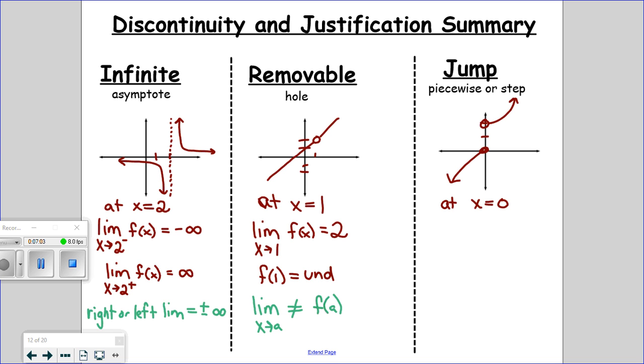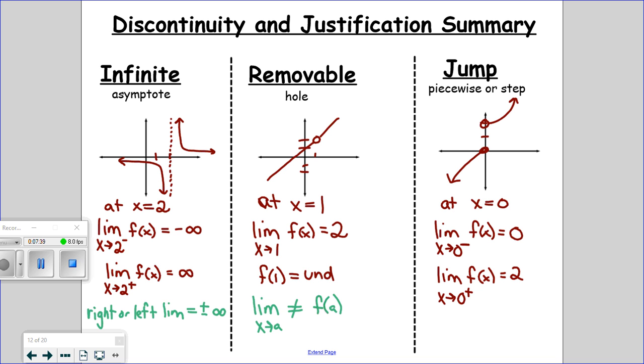So again, I use the discontinuity title: infinite, removable, or jump, what x value it's happening at, and my justification. My justification for a jump discontinuity is that the left-hand limit is not the same as the right-hand limit. So the limit as our function approaches 0 from the left comes up to 0, and the limit as our function approaches 0 from the right is 2. And notice my left-hand limit and my right-hand limit do not match.